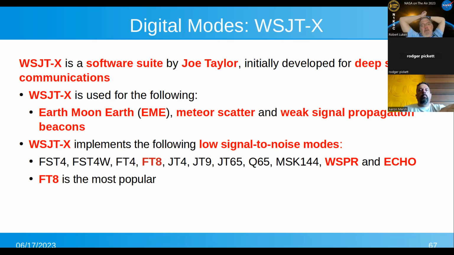It also supports WSPR, or weak signal propagation reporter beacons, and they send out periodic signals. They're really all over the world, broadcasting on different frequencies. So one of the things you can do to tell about propagation is try to listen to some of these beacons, and if you can receive their signal, which is very low power, then that's a pretty good indication that propagation is good between you and wherever that beacon is.